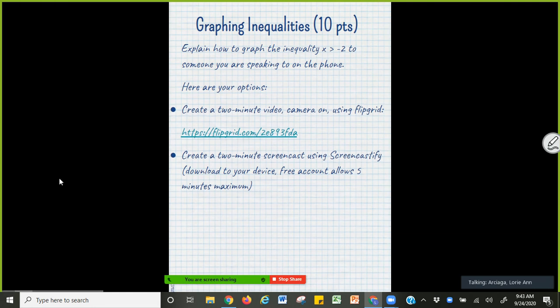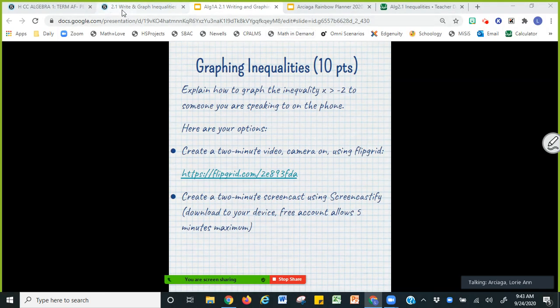Or you can create a 2-minute screencast using Screencastify. You have to download the Chrome extension, and a free Screencastify account allows you to record 5 minutes maximum. So a screencast is just like what I'm doing when I'm recording my lesson as I do them with you. All right. So that's for your digital notebook, and the rest in Schoology are for independent work.